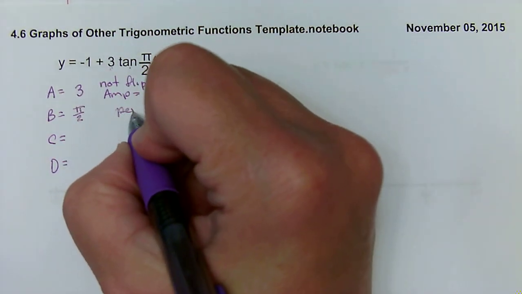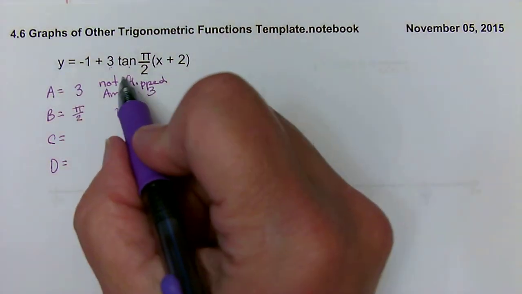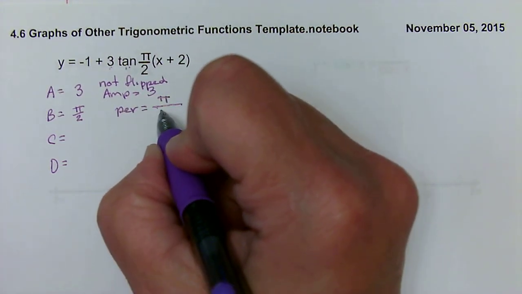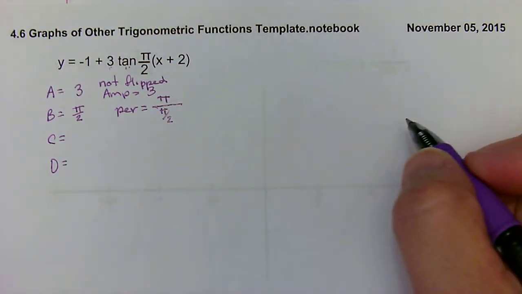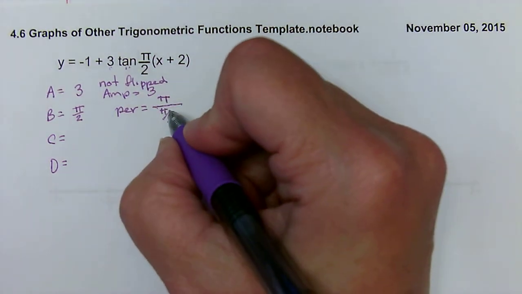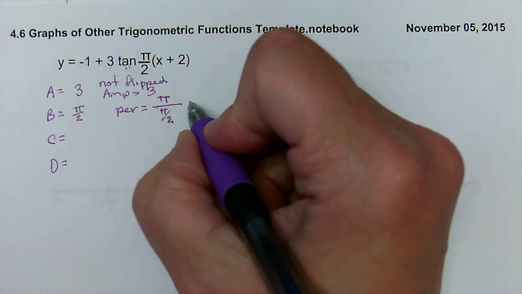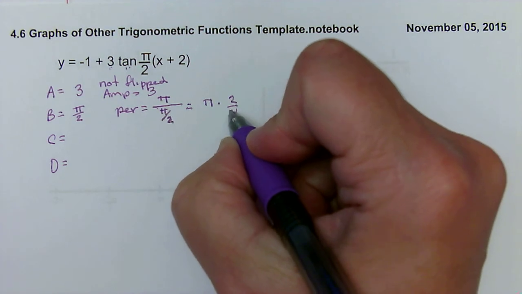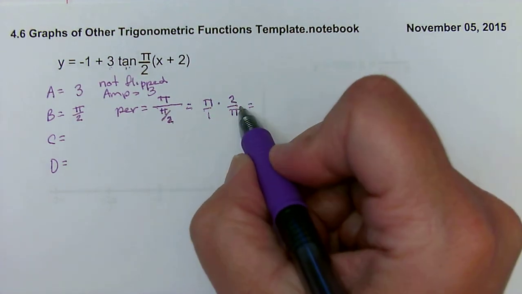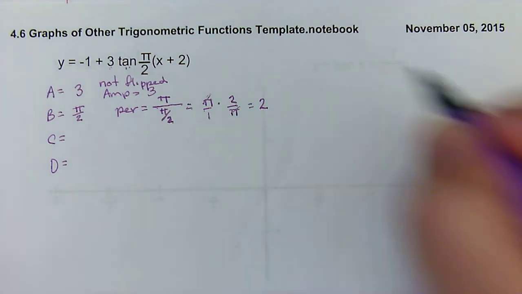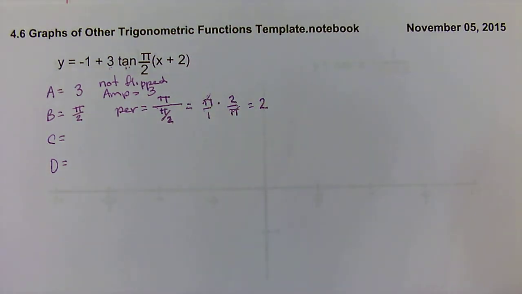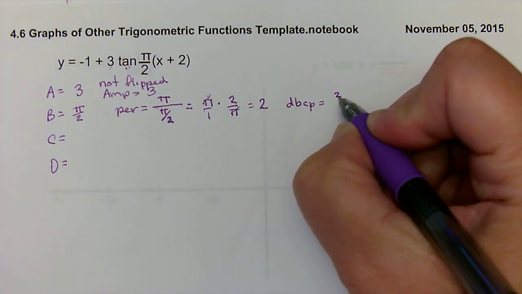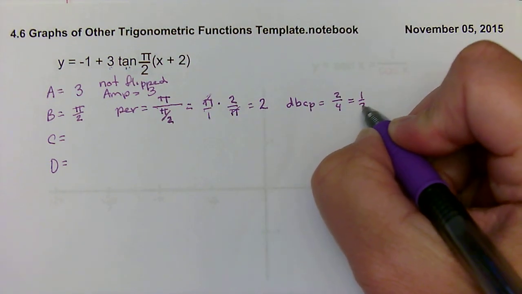So to find the period, I take the normal period for this function, which is not 2 pi, but just pi, and I divide it by B, which is pi over 2. Now, sometimes people get a little confused dividing by the fraction, but remember, to divide by a fraction is the same as multiplying by its reciprocal. So notice the pi's will cancel, and I just get 2 for the period. So the distance between the critical points is going to be 2 divided by 4, which is 1/2.